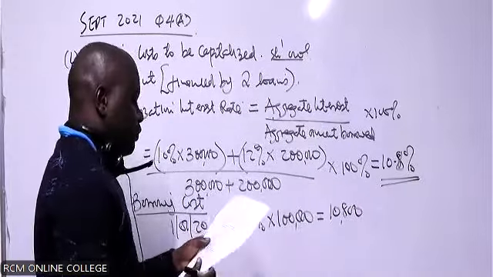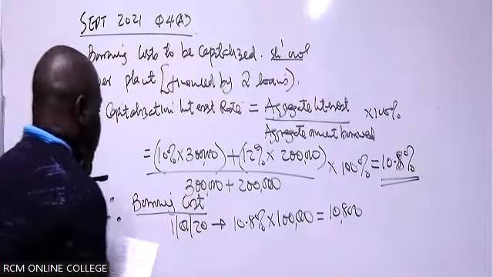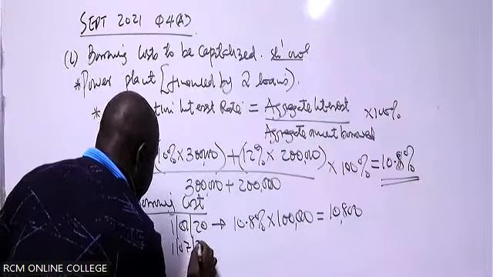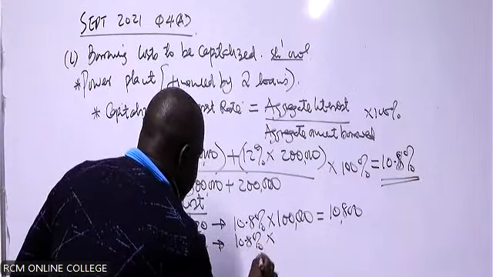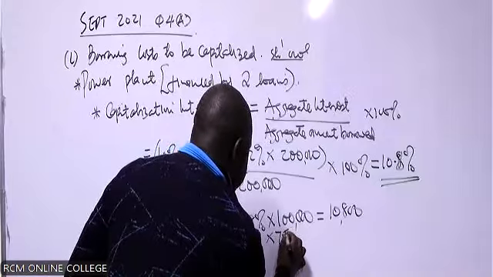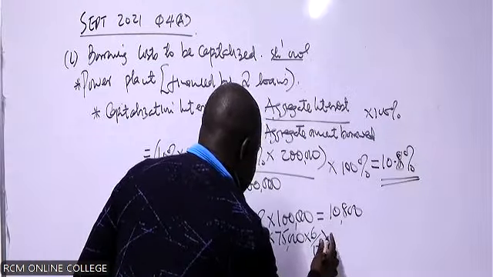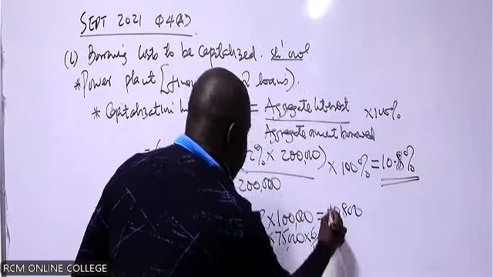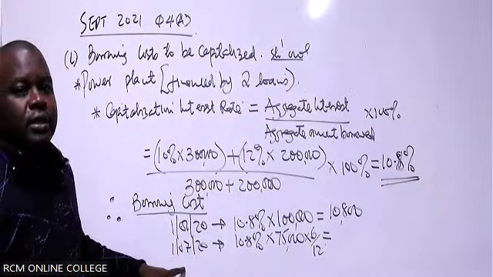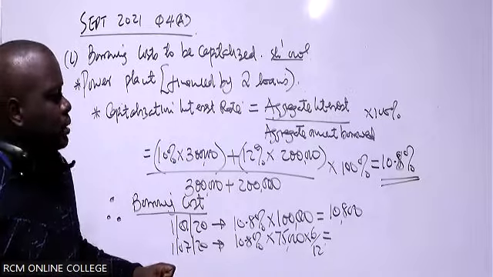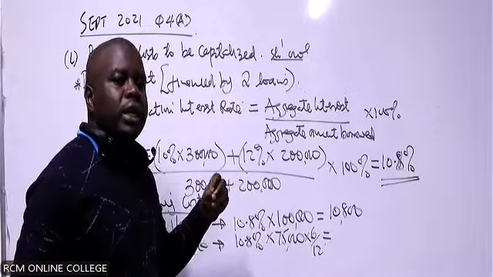Then on 1st of July, they put in how much? 75 million. So on 1st of July 2020, they put in 75 million. So it will be 10.8% times 75 million. But this one was for 6 months, so times 6 out of 12. From 1st of July up to the end of the year, those are how many months? Six months.